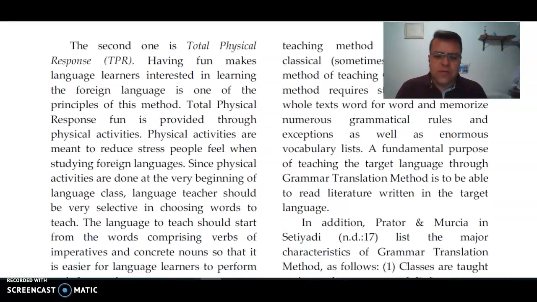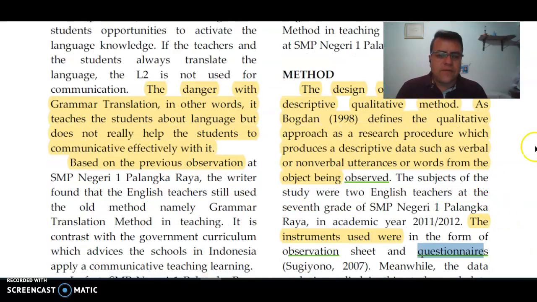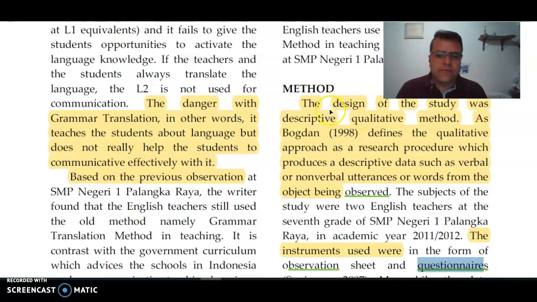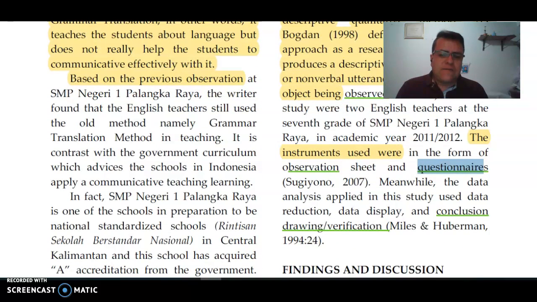If we continue reading, we find the method, and the method talks also about the design of the study that was descriptive qualitative method. You see, and the characteristics of the qualitative method are, for example, the questionnaires, the interviews, the group discussions or focus groups, the participation and the observation.